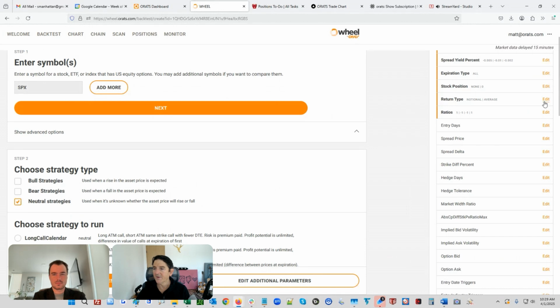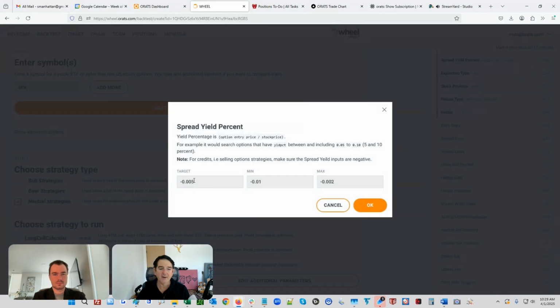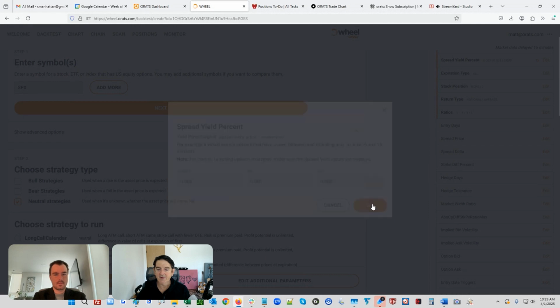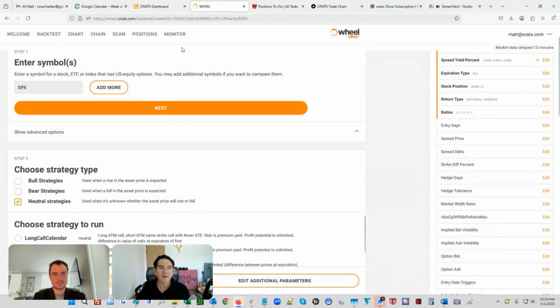And then we'll go talk about, so here's spread yield. So let's make it a debit, right? So let's make it 0.002, so small, and then we'll say 0.001. So you're going to pay something, and 0.005. You don't want to pay too much, right? So that's what that means. So anyway, we'll run that, and we'll come back to that in a bit.